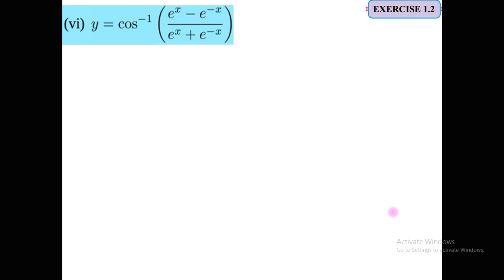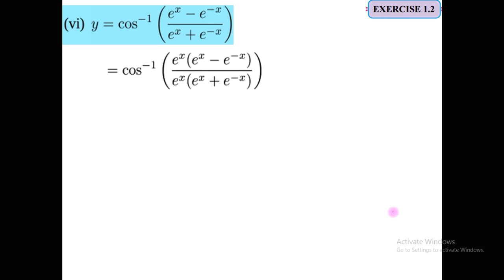So first we need to simplify it. For that, I will multiply the numerator and the denominator both inside the bracket by e raised to x. So what I will get next is e raised to x and e raised to x. After multiplying these two, it is (e raised to x) whole square, and that I can write as e raised to 2x.